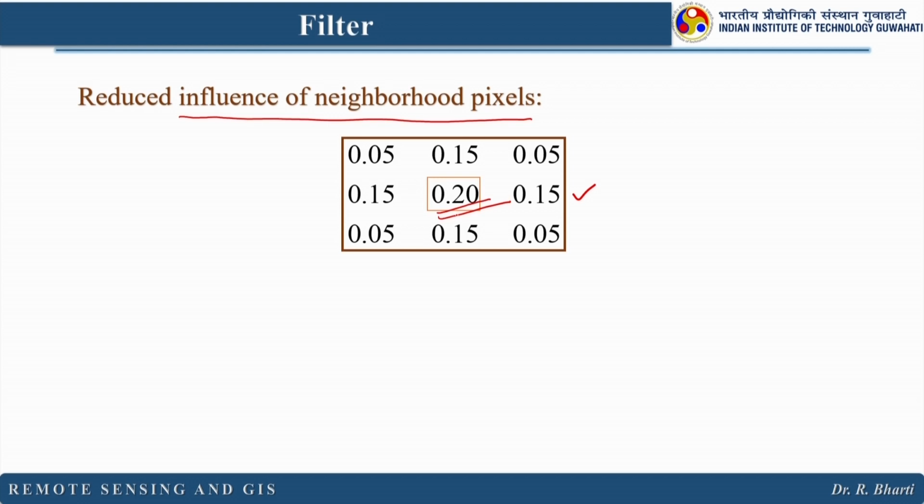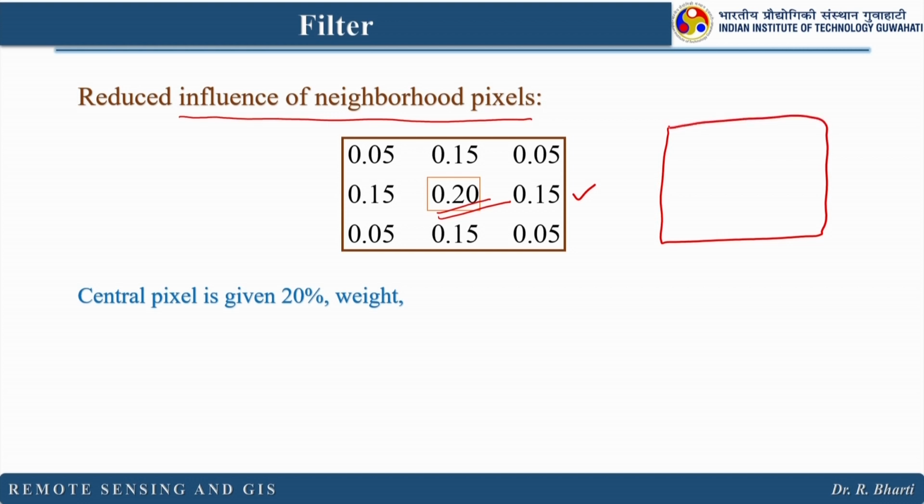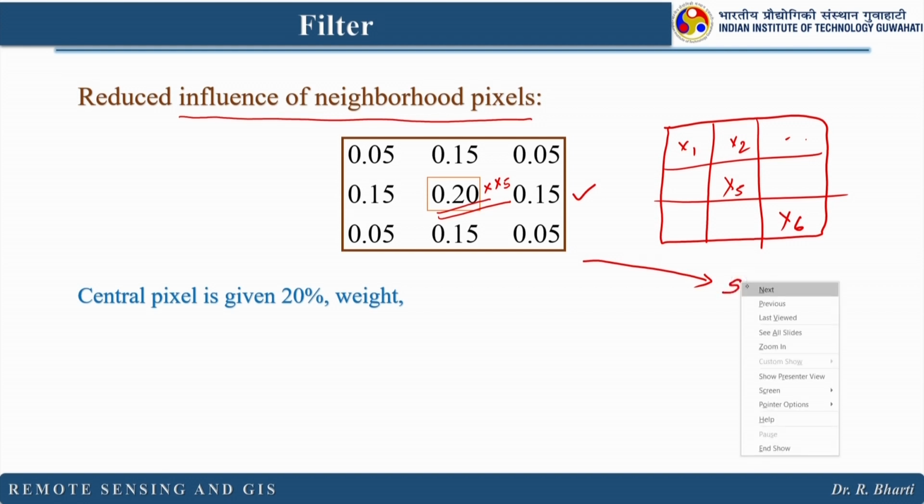So here this is the coefficient. Now here you have an image, let us say 3 by 3. So x1, x2, like that, x6. Here this will be x3, x4, x5. So this will be multiplied with x5, and then you will apply this and you will take the sum.